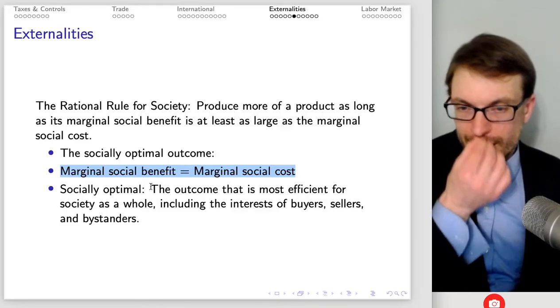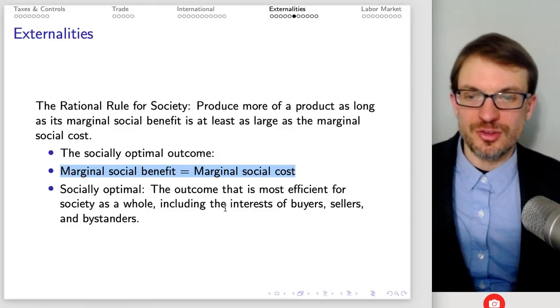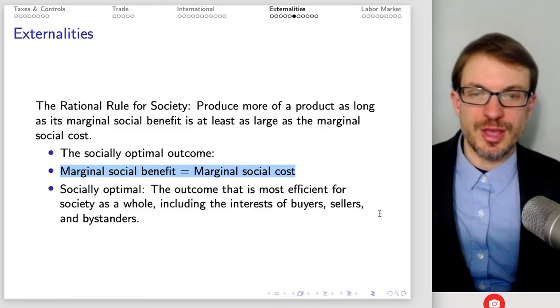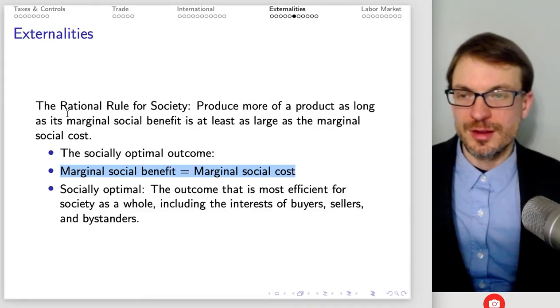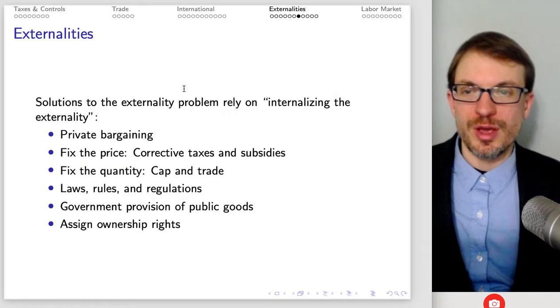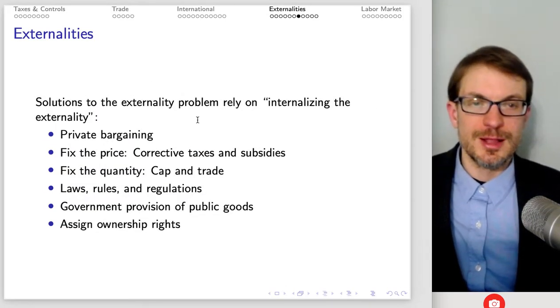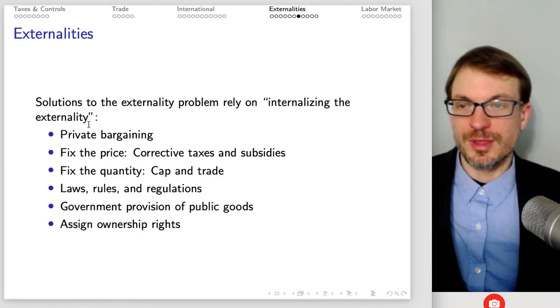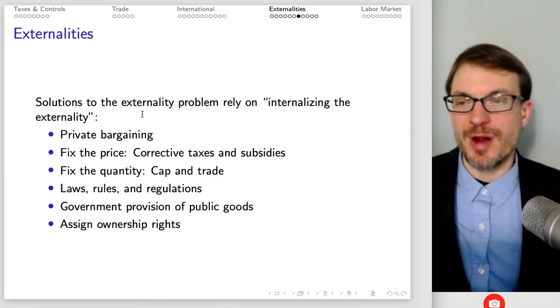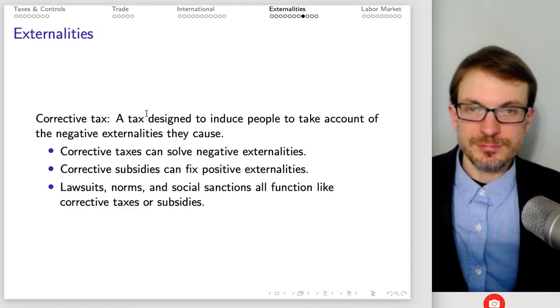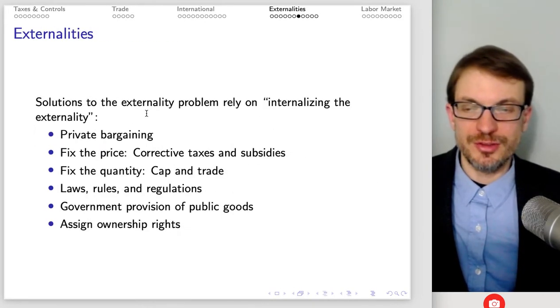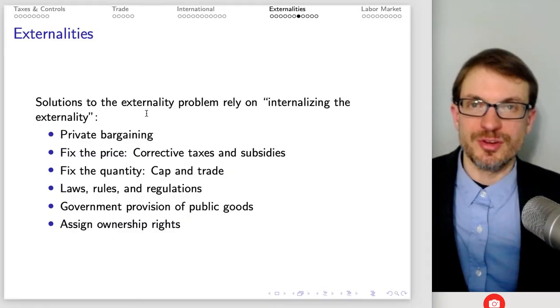So the outcome that's most efficient for society as a whole, including the interests of buyers, sellers, and bystanders, is our socially optimal outcome. Now, with externalities, that happens at a different point than what the competitive equilibrium would be. And so we have this externality problem. We have a problem of overproduction in the case of negative externalities, and underproduction in the case of positive externalities.